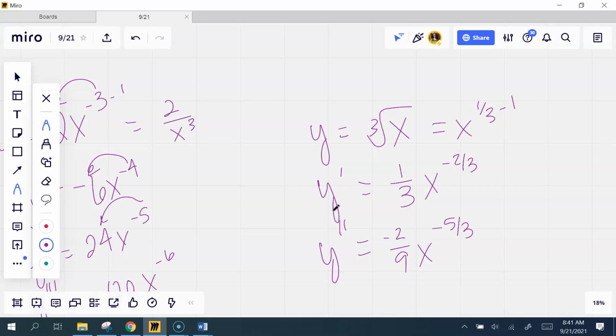Why did it go to 5? What's negative 2/3 minus 1?